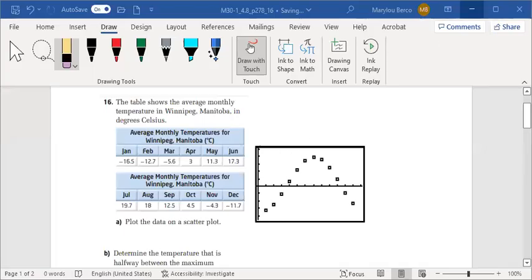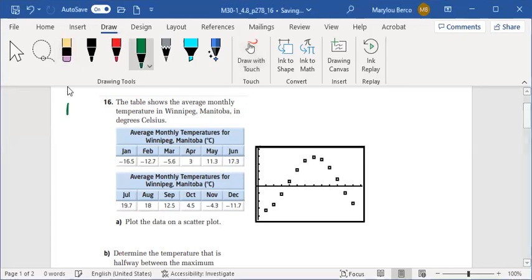Okay, let's take a look at number 16 on page 278. The table shows the average monthly temperature in Winnipeg, Manitoba in degrees Celsius. So the average monthly temperatures for Winnipeg, and if we take a look, the low is negative 16.5 and the high is 19.7. Just to take a look and compare. So plot the data on a scatter plot.